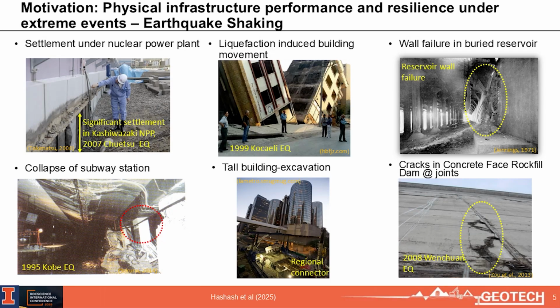The first graphic you're seeing there shows a significant settlement at the Kashiwazaki nuclear power plant in the 2007 earthquake, then the 1999 Kocaeli earthquake in Turkey, and of course more recently, the earthquake in southern Turkey and northern Syria that caused a lot of damage.